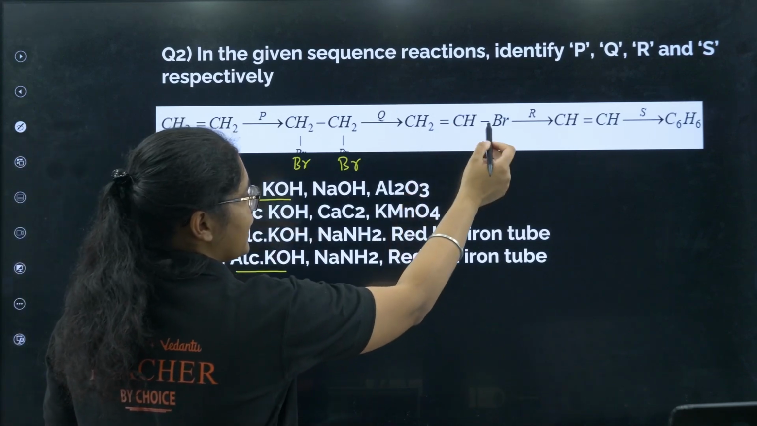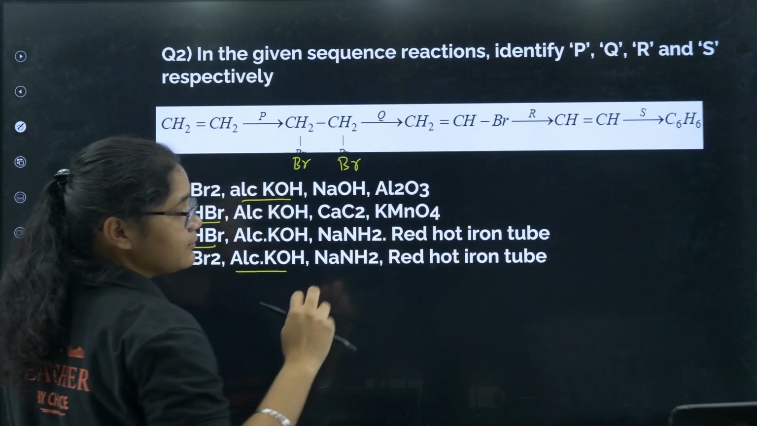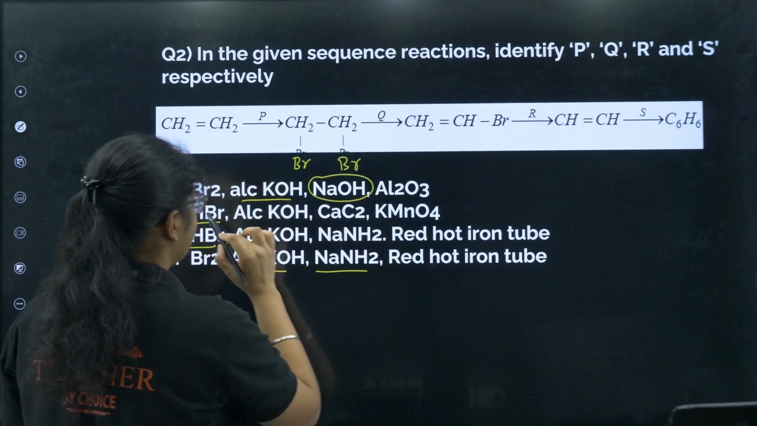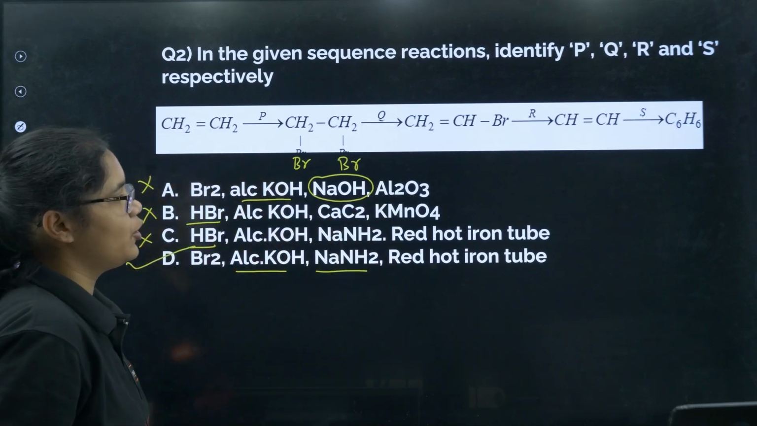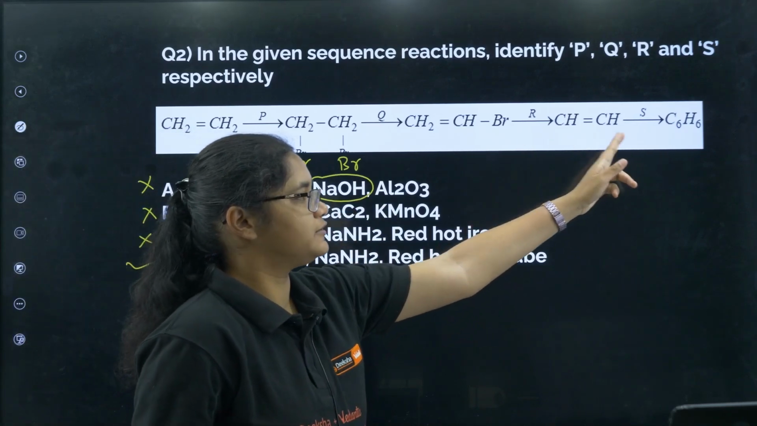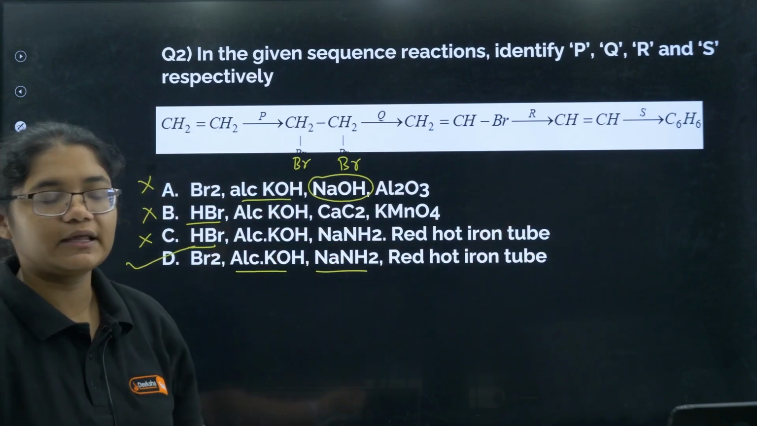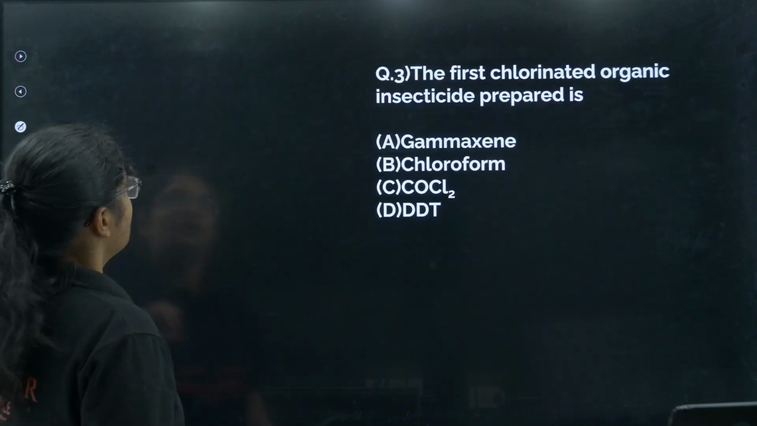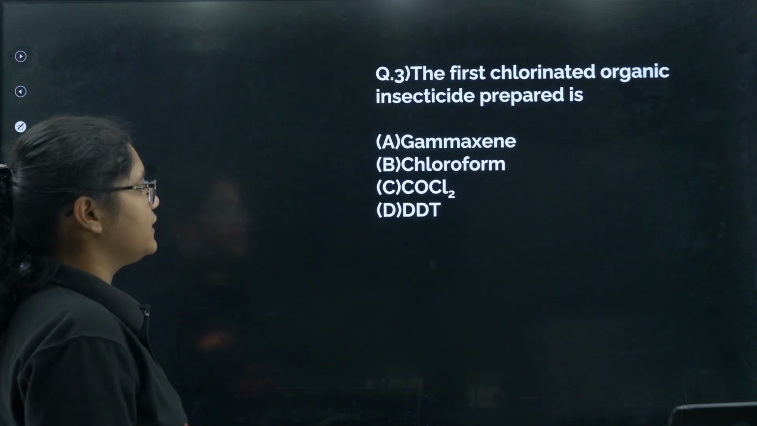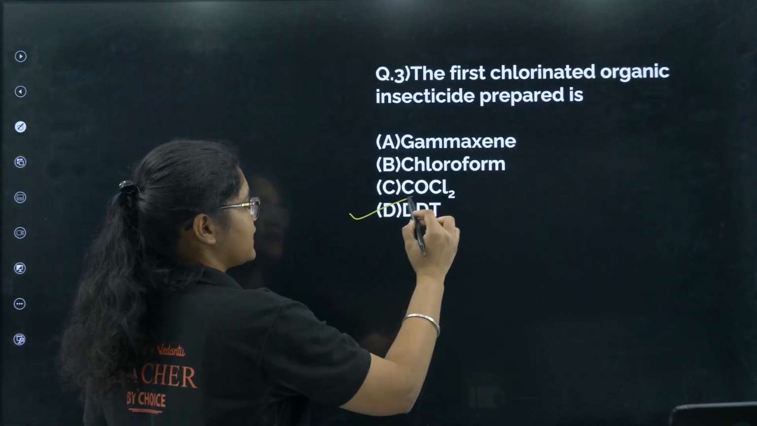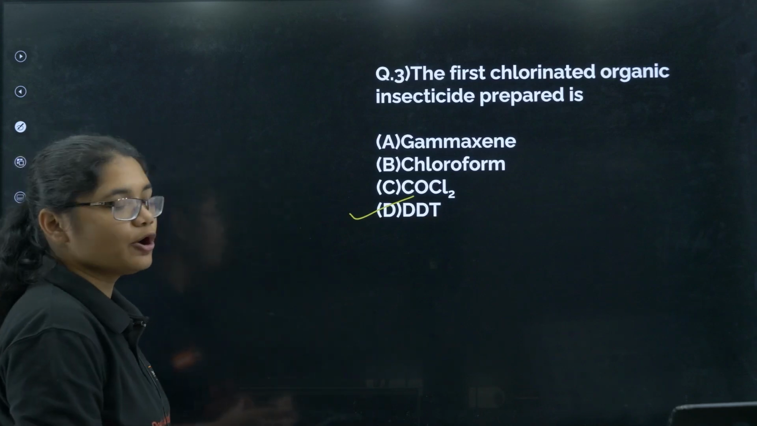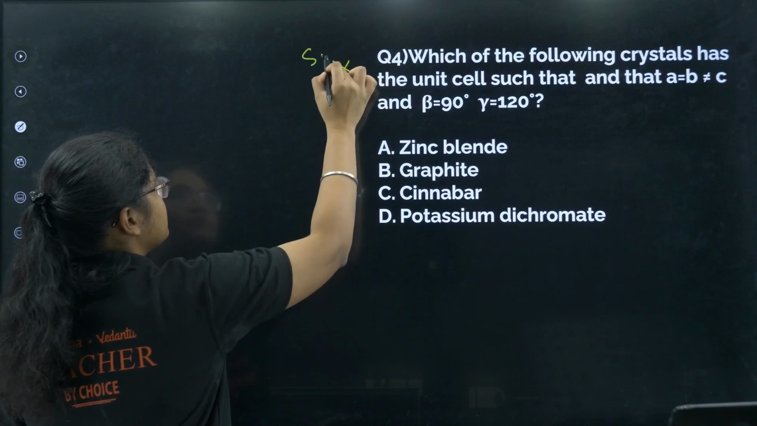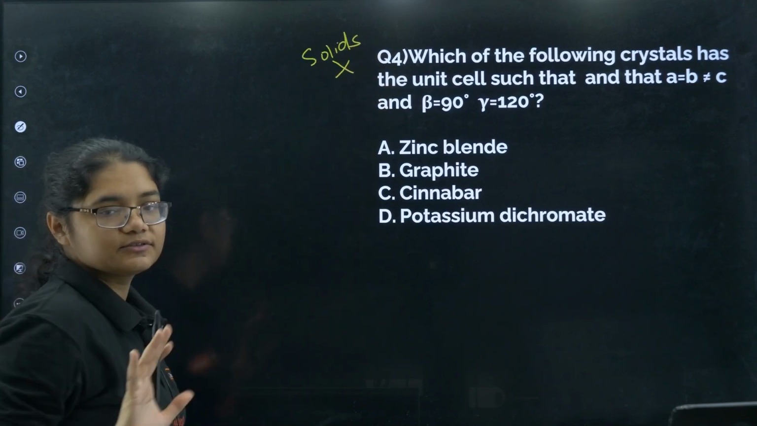Now after that you are removing another Br. For removing HBr the second time, we need NaNH2, right? So that is NaOH, so this also goes. Correct answer will be option number D. And after that, if you use red hot iron tube, that is the cyclic polymerization of the alkynes, that will give you C6H6. Next, the first chlorinated organic insecticide prepared, that is again from your haloalkanes and haloarenes, it is your DDT. Next, this question is from the chapter solids, which is from the deleted portion, so not required.